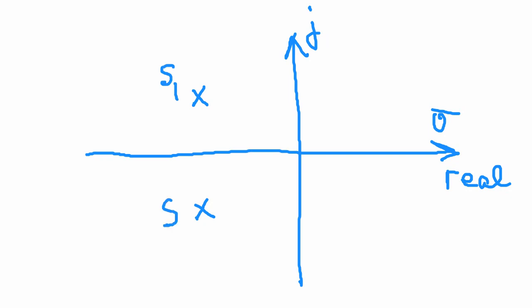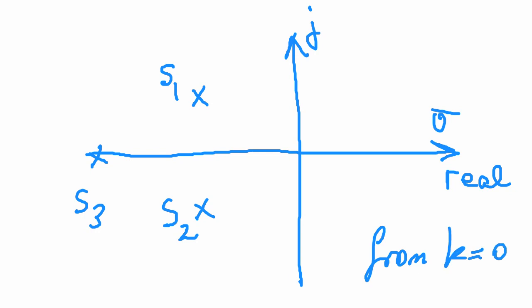This one is S1, this one is S2, and let's put S3 here. S3. When you increase your K starting from K equals 0 to K equals infinite, we are changing it.